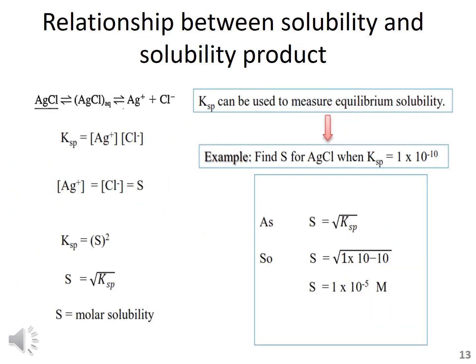This slide presents you the relationship between the solubility and the solubility product. First of all, we should know about the solubility and the solubility product. Solubility is a chemical property of a solute to dissolve in a specific solvent. So solubility is measured in terms of the maximum amount of the solute dissolved in a solvent at equilibrium, and the resulting solution is known as a saturated solution.